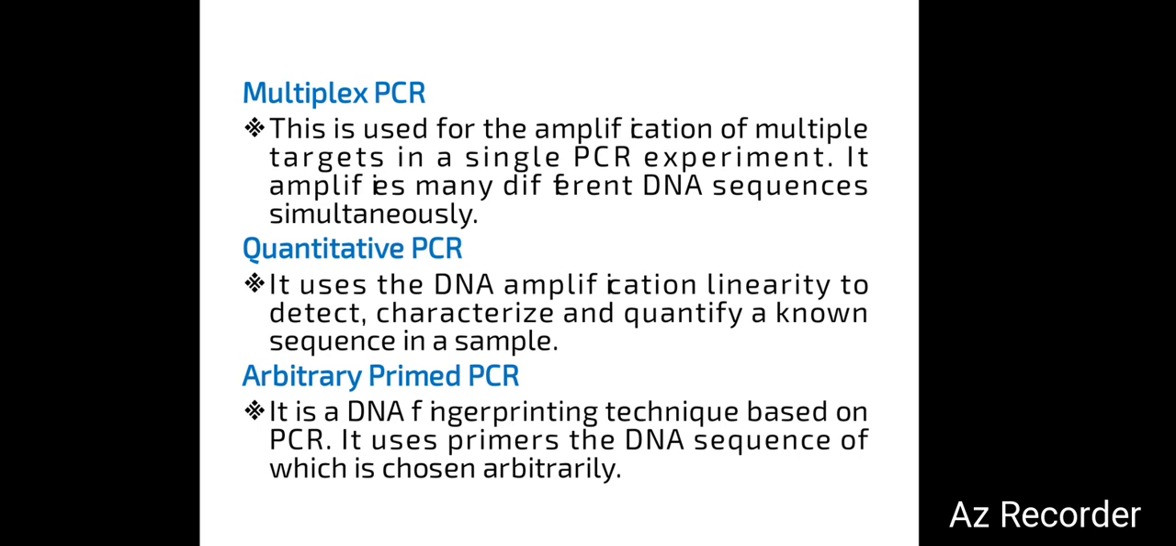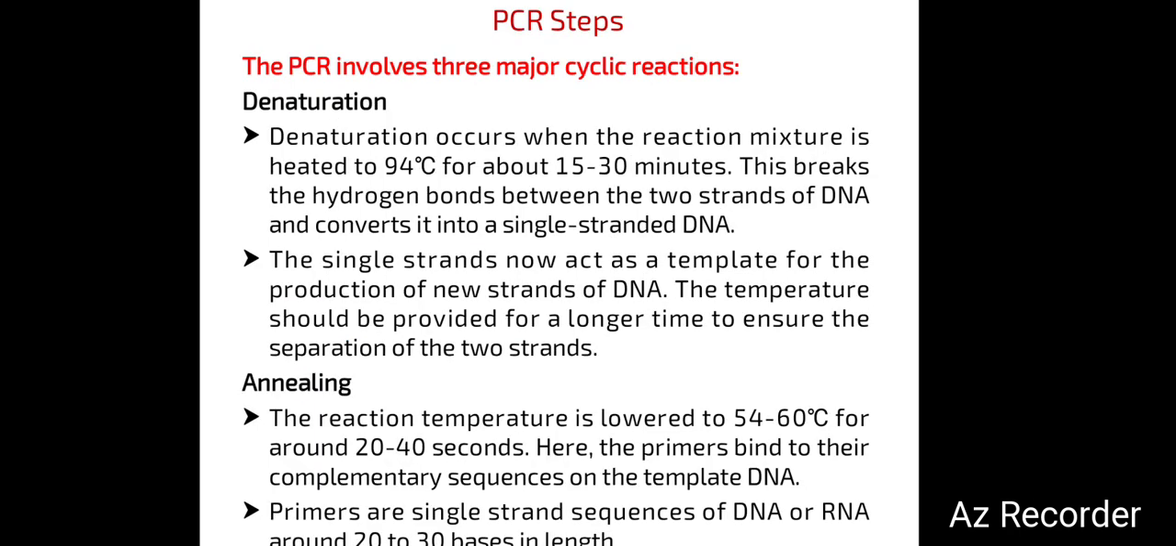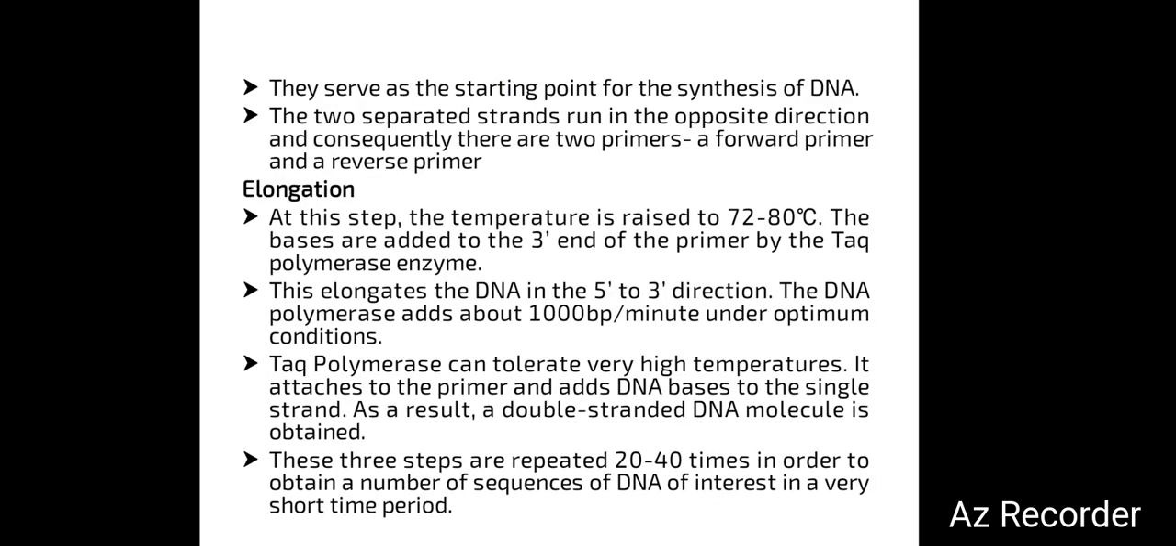Second step, annealing. The reaction temperature is lowered to 54 to 60 degrees Celsius for around 20 to 40 seconds. The primers bind to their complementary sequences on the template DNA. Primers are single stranded sequences of DNA or RNA around 20 to 30 bases in length. They serve as the starting point for the synthesis of DNA. The two separated strands run in opposite directions, and accordingly there are two primers, a forward primer and a reverse primer.